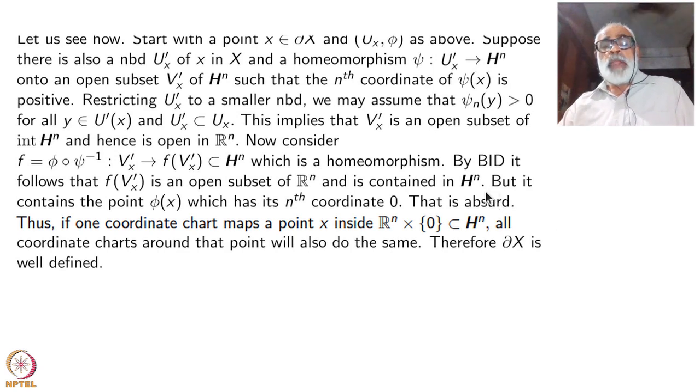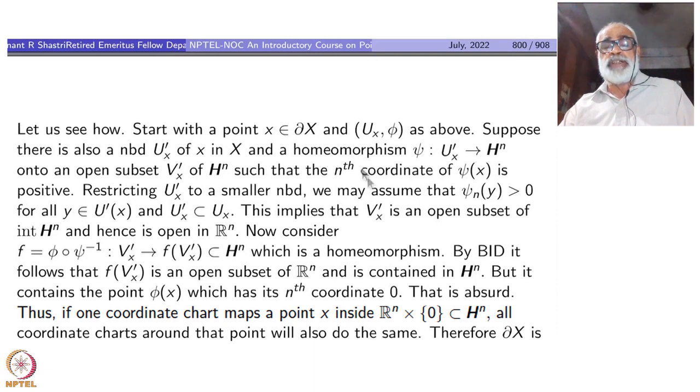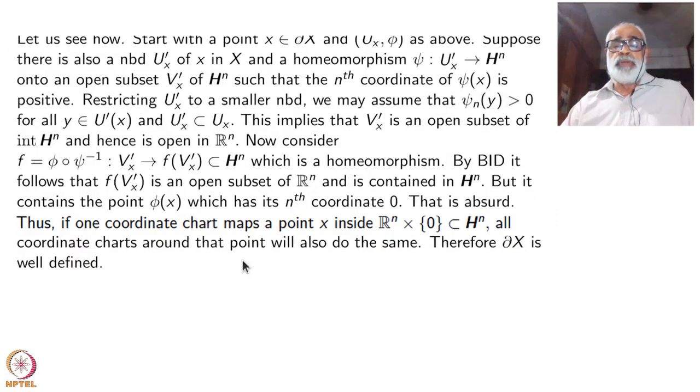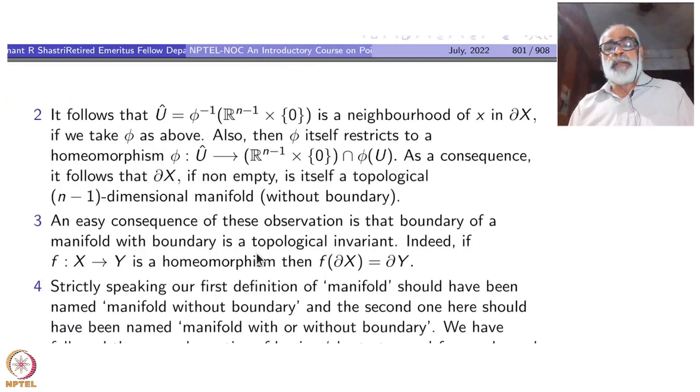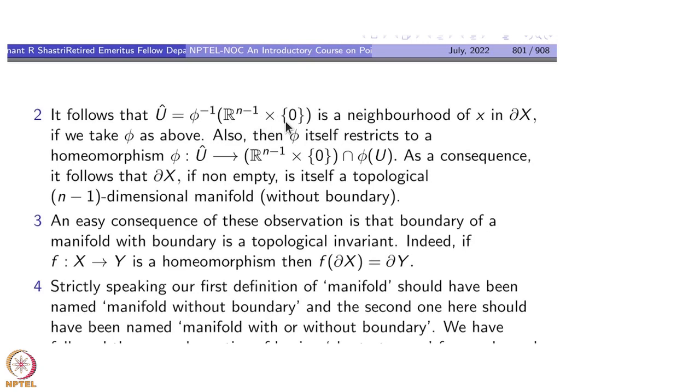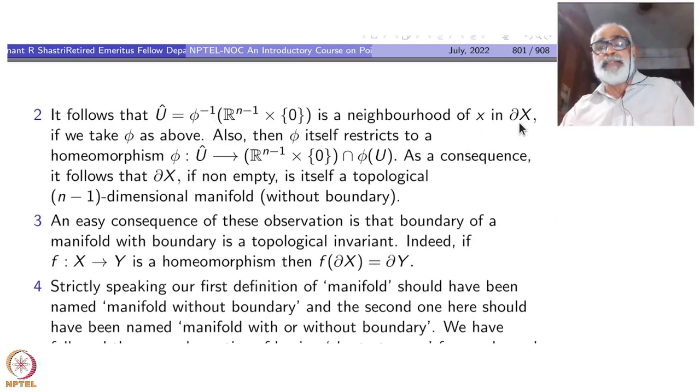So the conclusion is that the definition of boundary of X as well as interior of X is now well defined, thanks to Brouwer's invariance of domain. It follows that U hat, which is just a notation, is phi inverse of Rn minus 1 cross 0. This may be empty, but right now I am assuming that the singleton X is already there. So U hat will be a neighborhood of X. It is homeomorphic to some open subset, because phi inverse of Rn minus 1 cross 0, intersected with whatever neighborhood we have, will be an open subset of Rn minus 1 cross 0. I am taking phi inverse of that; it is a neighborhood of X inside the boundary of X, because all these points in U hat are coming to Rn minus 1 cross 0. So they are qualified to be inside the boundary of X.